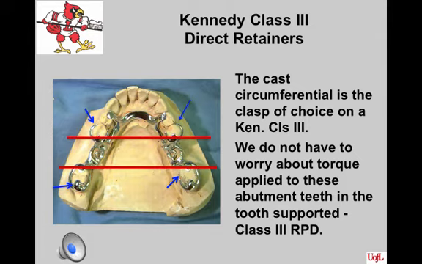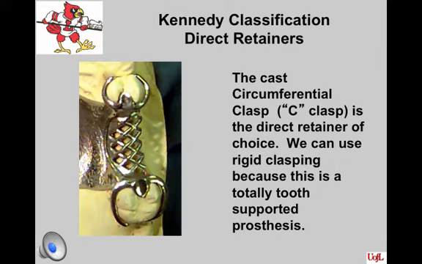We do not have to worry about torque forces being applied to those abutment teeth in the tooth-supported RPD because of these clasping mechanisms. The cast circumferential is the clasp of choice in the Kennedy Class 3. Here's an up-close picture of the cast circumferential clasp, or we sometimes call it the cast C, and it is the direct retainer of choice. It is placed at each end of the edentulous area. We can use rigid clasping because this is a totally tooth-supported prosthesis. We don't worry about torque forces.